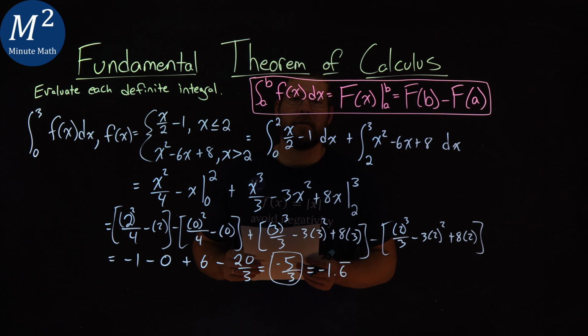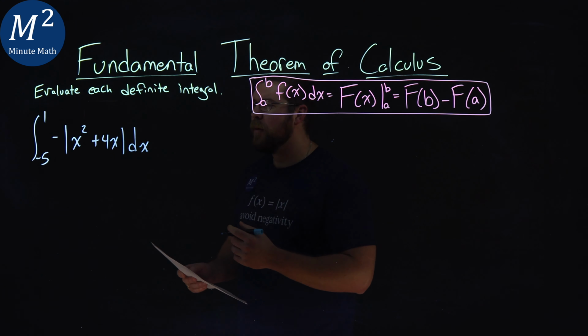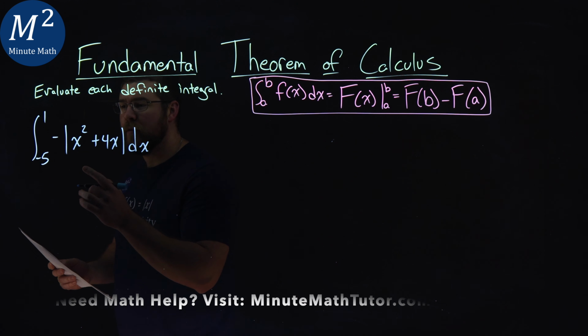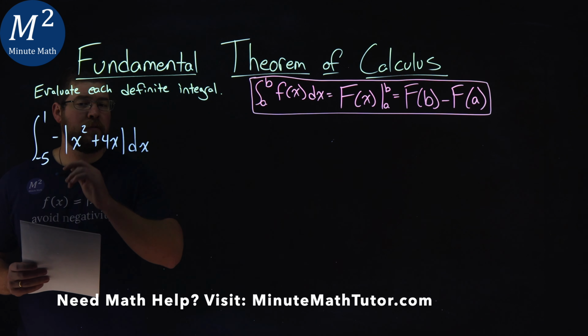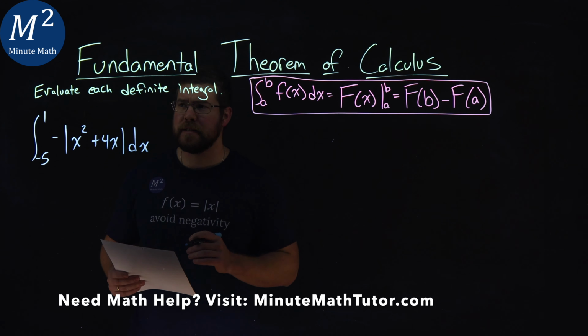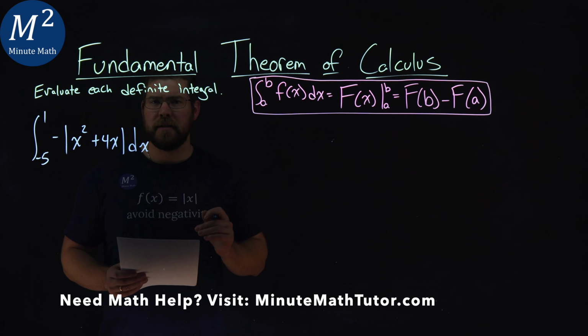We're given this problem right here, the integral from negative 5 to 1 of the negative absolute value of x squared plus 4x dx. And we have to evaluate this definite integral.